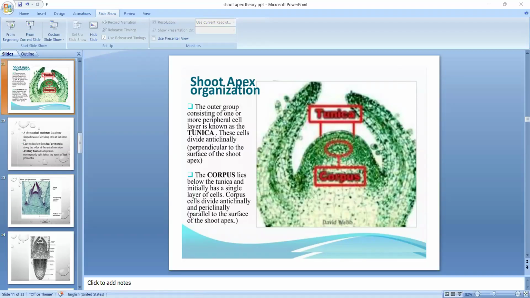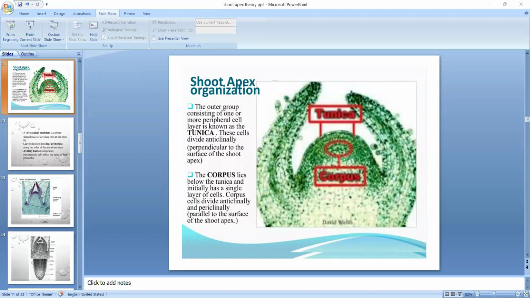So coming to the shoot apex organization, the first slide. The outer group consisting of one or more peripheral cell layers is known as the tunica. See here in this diagram. You observe that the two are there, that is tunica and corpus. Which is called tunica? The outer group consisting of one or more peripheral cell layers.